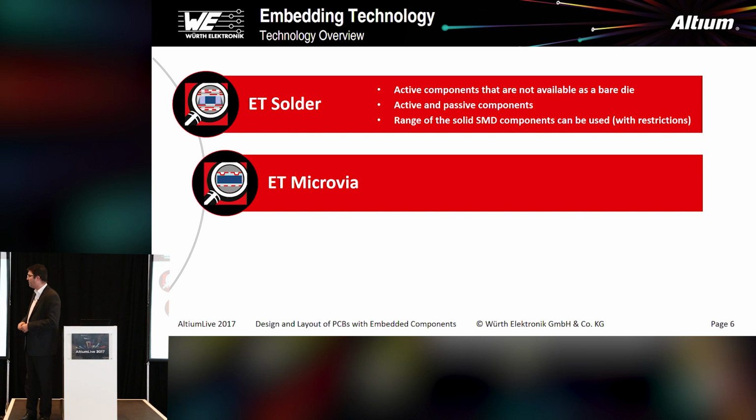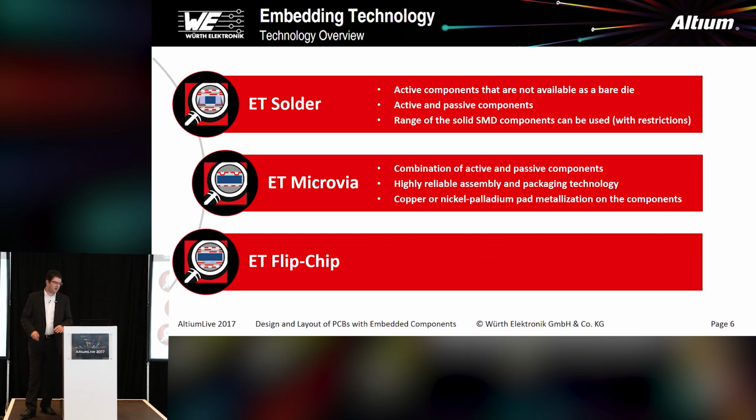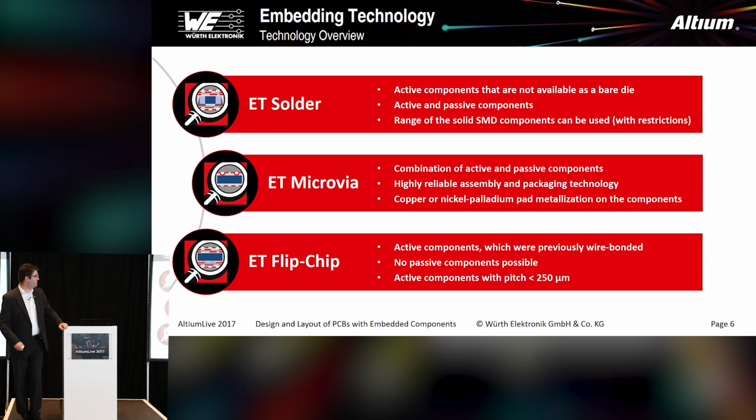Then there is the so-called microwire connecting technology. This is where it's getting more specific. Here we still can combine active and passive components, but those components need to have a specific metallization. So they need to be compatible with microwires so that you can connect them with microwires. And unfortunately, this doesn't work with standard SMD components. So you need components, either active or passive, which have a copper termination, a copper pad, or for actives, for example, a nickel-palladium pad. And there's a third technology which relies on a specific flip chip process where you embed an active die directly into your build-up in a flip chip kind of way.